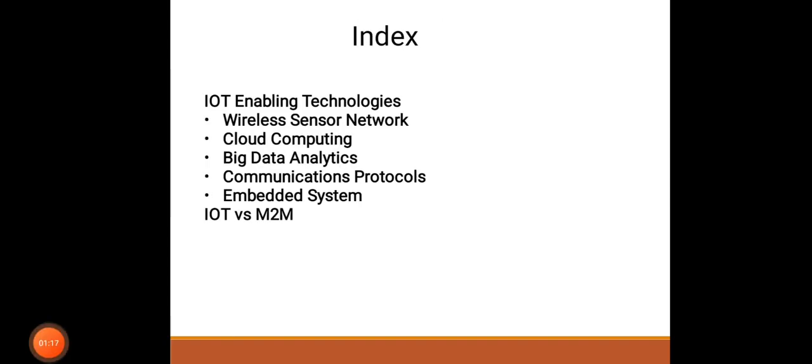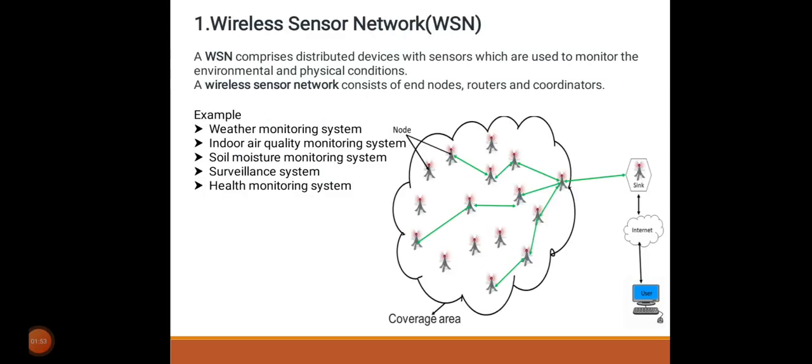Now in this lecture we are going to study IoT enabling technologies. There are 5 types of IoT enabling technologies. First one is wireless sensor network, second one is cloud computing, third one is big data analytics, then communication protocols, and the last one is the embedded system. Also we will see what is the difference between IoT and machine to machine. So let's get started. Now we will see one by one.